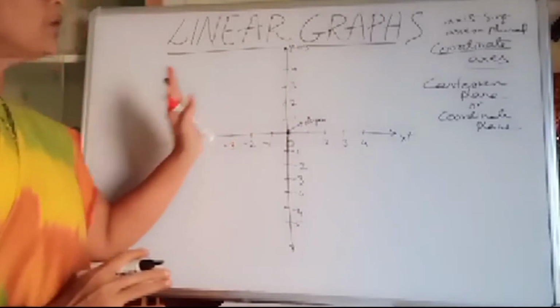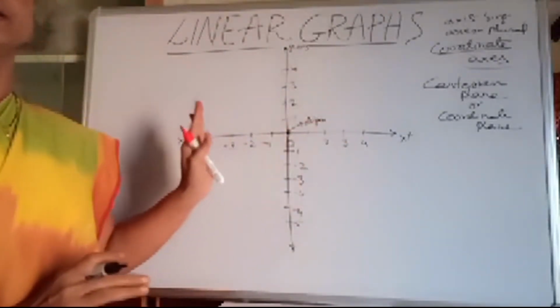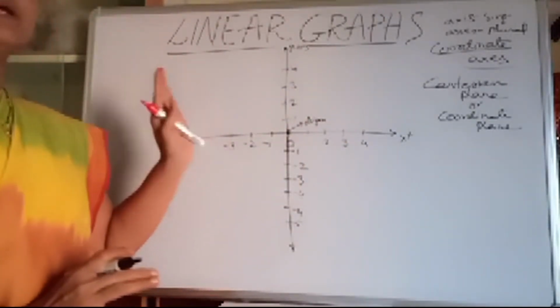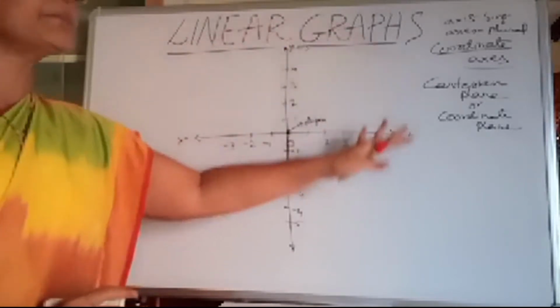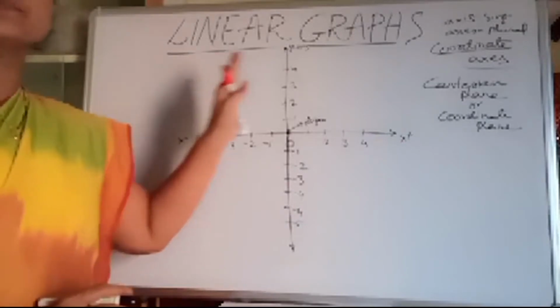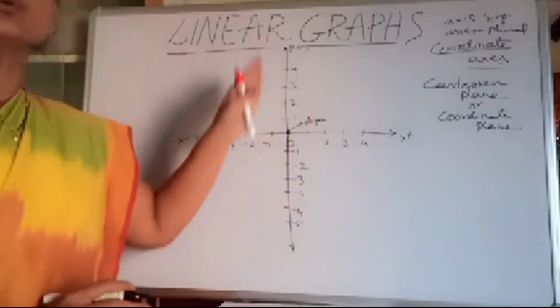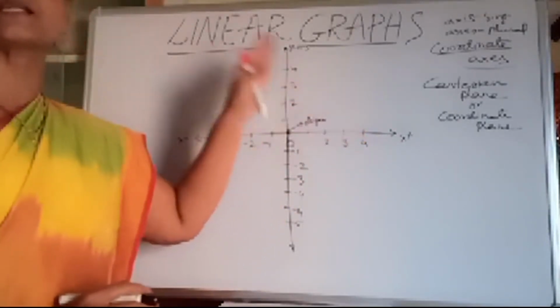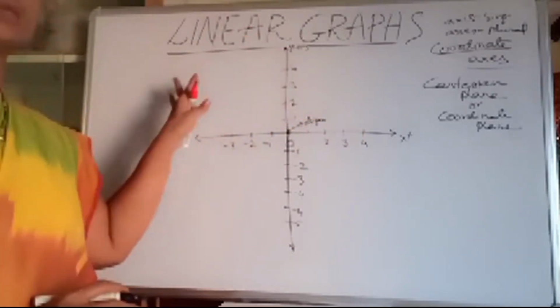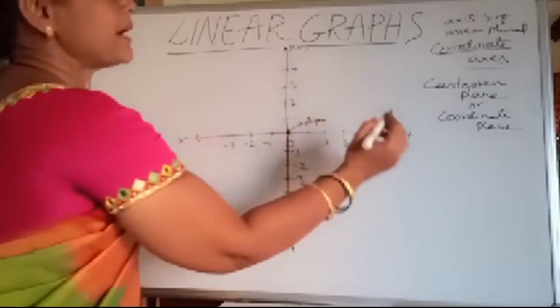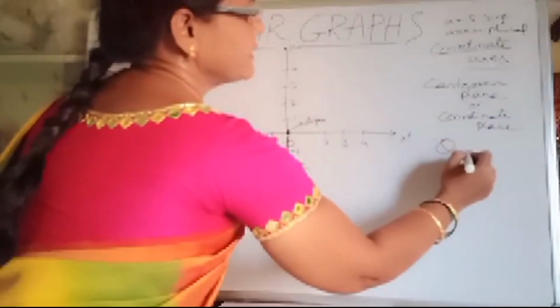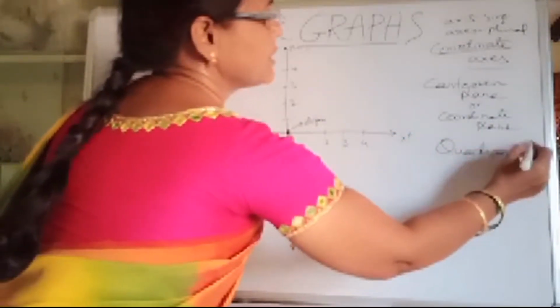Now, coming to how to plot points in this plane. For that, we need these two reference lines. The Cartesian plane is divided by the x-axis and y-axis into 4 parts. Each part is called a quadrant.